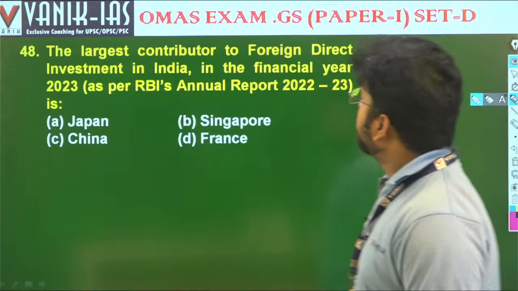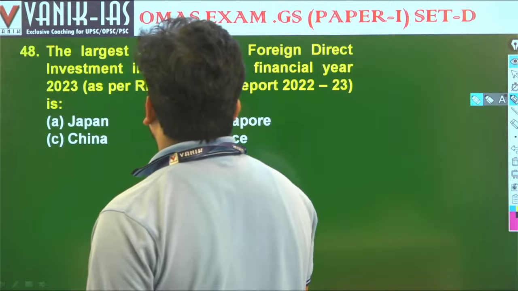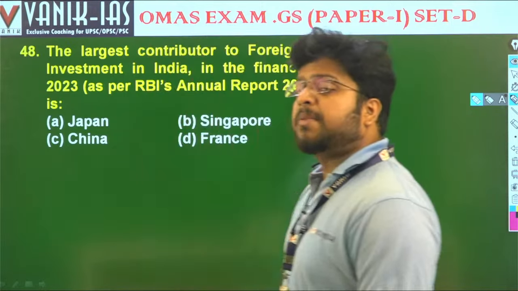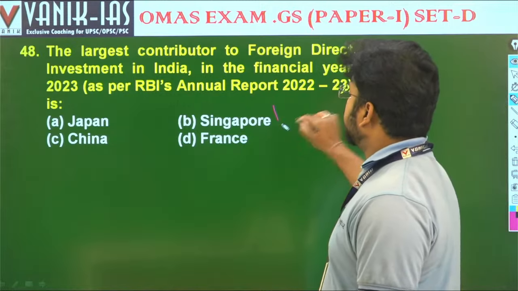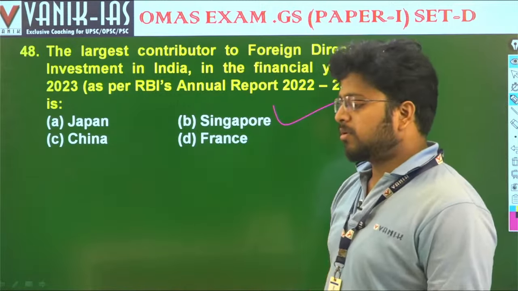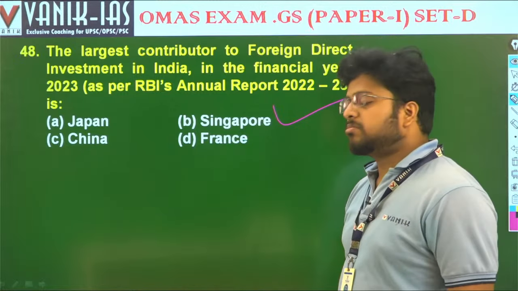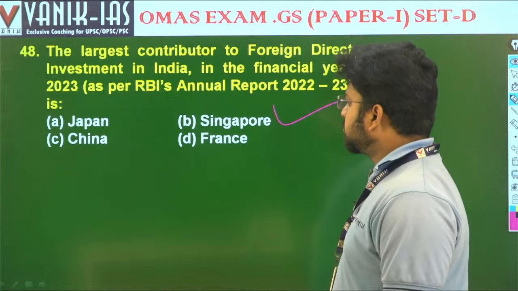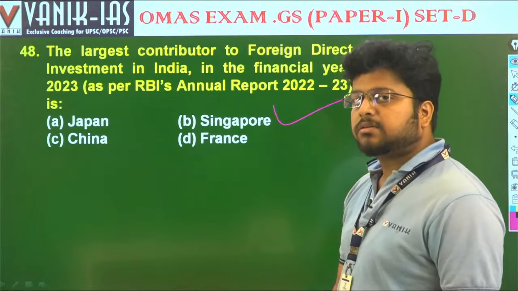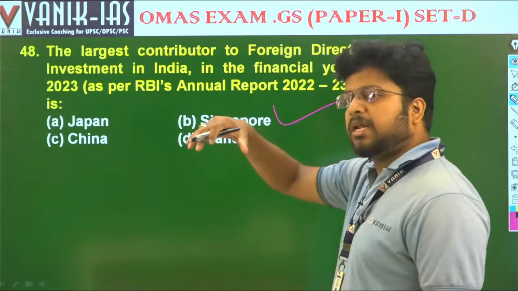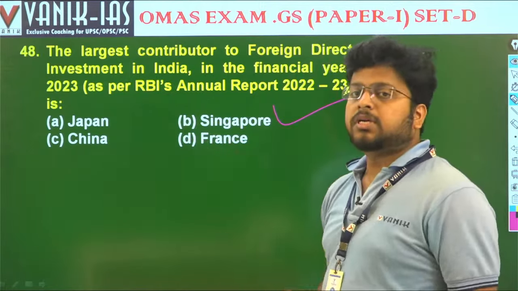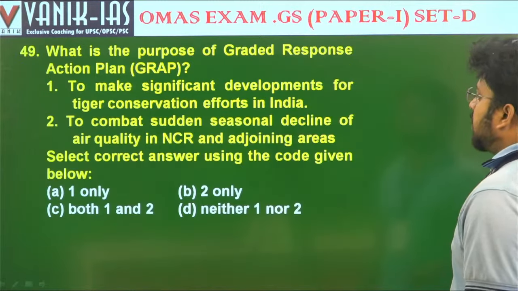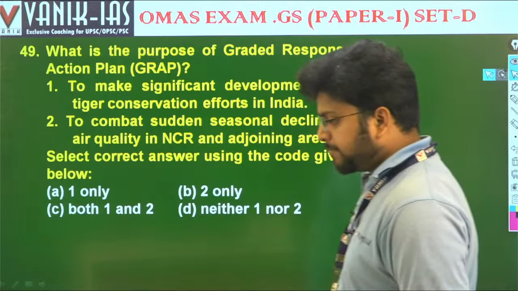Next, the largest contributor to foreign direct investment in India in the financial year 2023. FDI maximum comes from Singapore because of its liberalized policy. Many of the FDIs are coming from Singapore, right? Singapore, Mauritius, these are the top destinations for FDI. So B is the answer. Japan, France and China: actually, even investments from Japan are coming through the Singapore route, because we have tax treaties where taxes will be less, tax benefits.